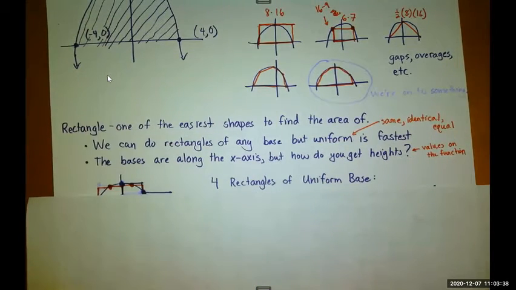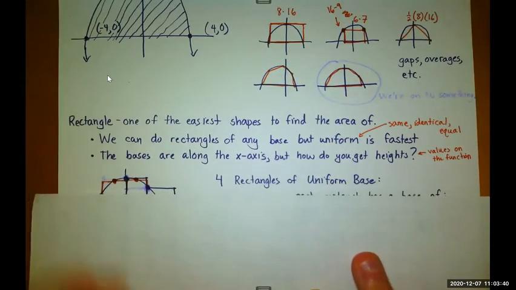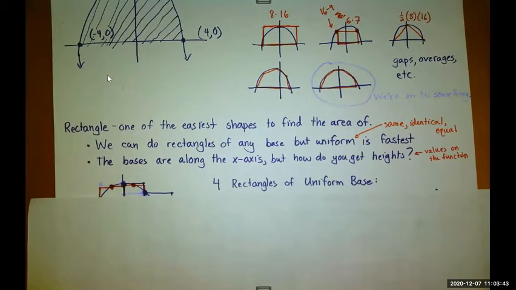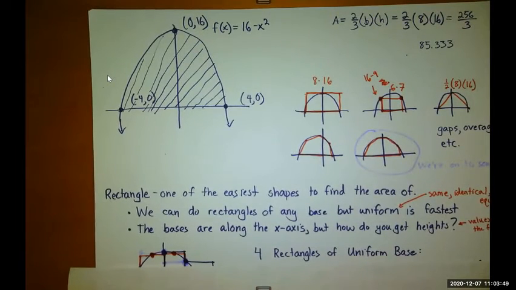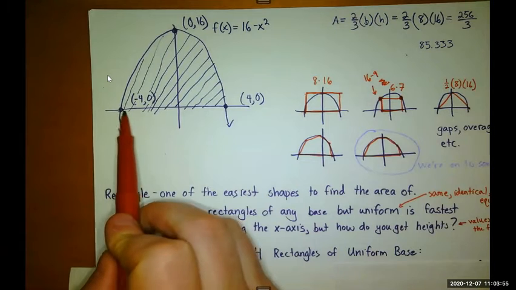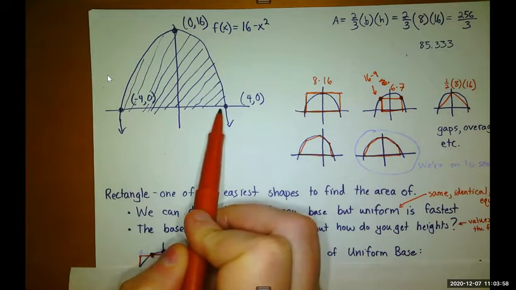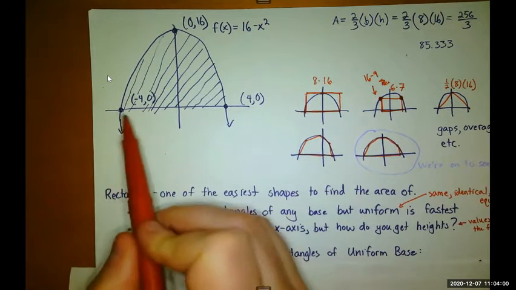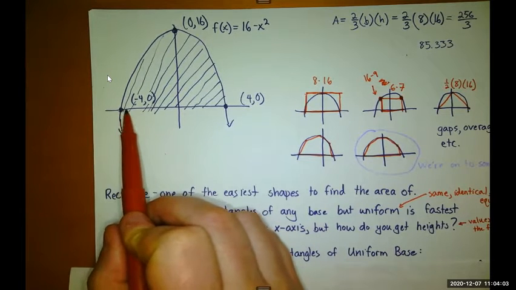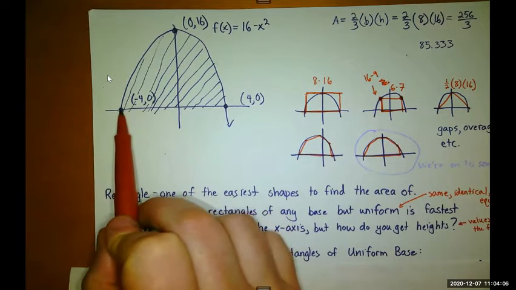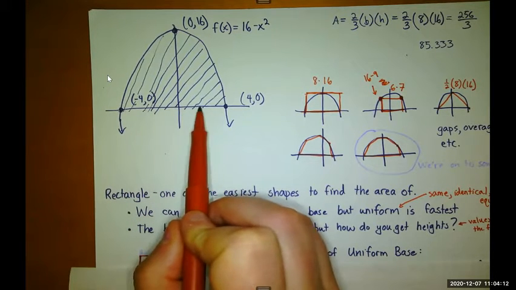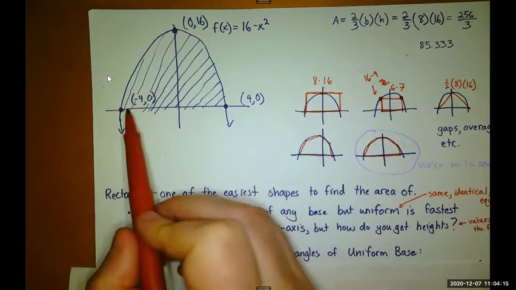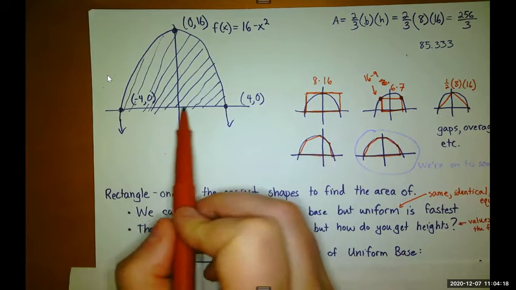So what I want you to think about, and we're going to be redrawing that original picture several times, is 4 rectangles of uniform base. So what's going to happen here if you look at this picture? If we do 4 rectangles of uniform base. So uniform or equal means I'm going from here to here, so 8 total units, and I need to do 4 rectangles. So in order to fit that in, each one of these is going to be 2, right? It's going to go from -4 to -2, that's 1. -2 to 0, that's 2. 0 to 2, that's 3. 2 to 4, that's 4. So each of these has the same base of 2 units.